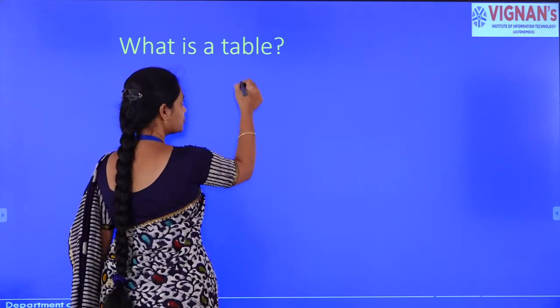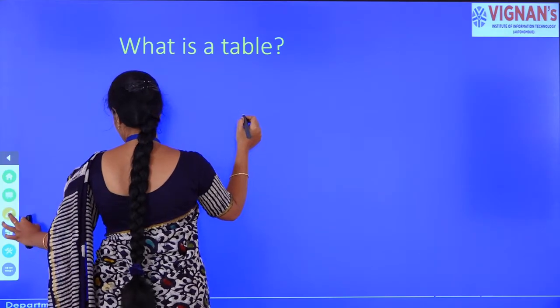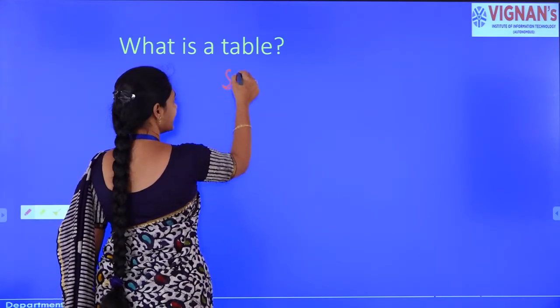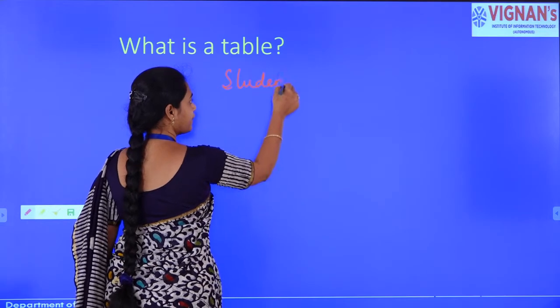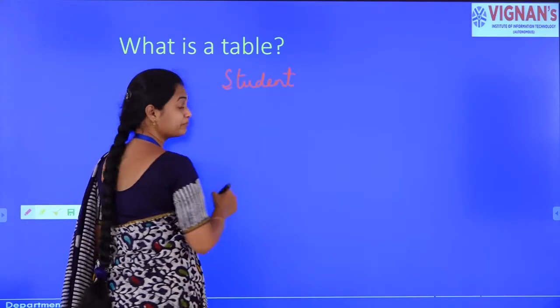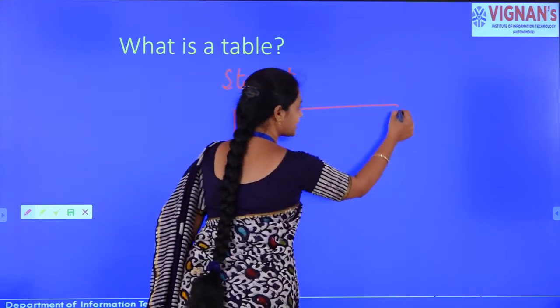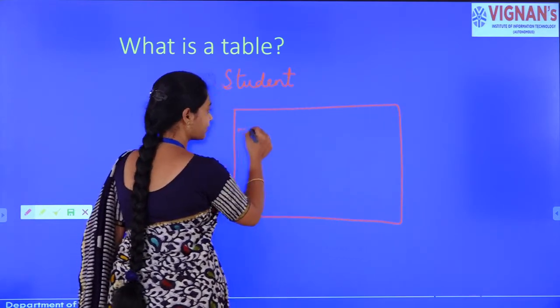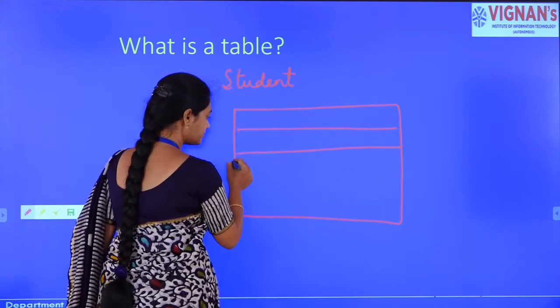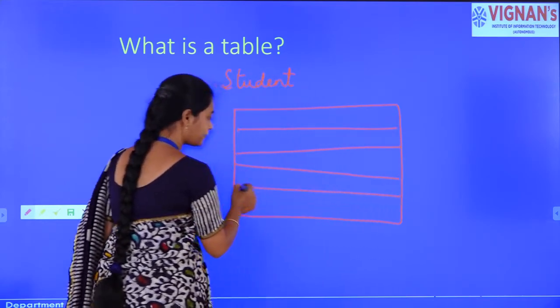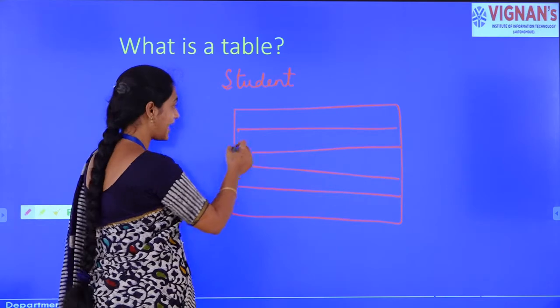So, I will take student as an entity. For the student, I am going to create a table. So, this is a table. What is a table here? A table is nothing but a set of rows and columns. What you need to mention in the first row? You need to mention the attributes here.